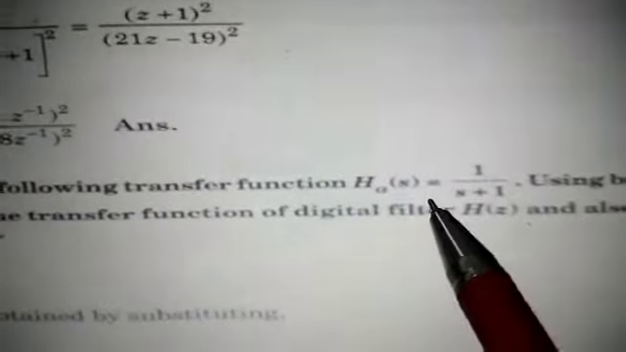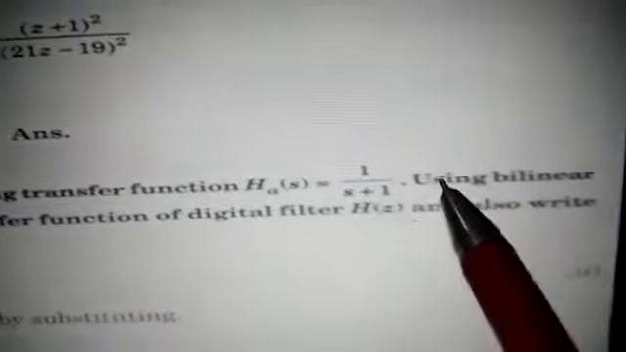An analog filter has the following transfer function, HA of S is equal to 1 upon S plus 1. Using this bilinear transformation technique, determine the transfer function of the digital filter H of Z and also write the difference equation of the digital filter. In this problem one more thing is added. You have to write the difference equation for this digital filter.